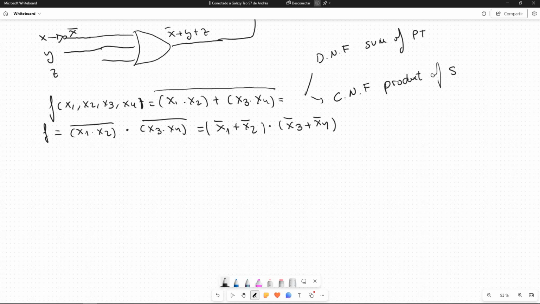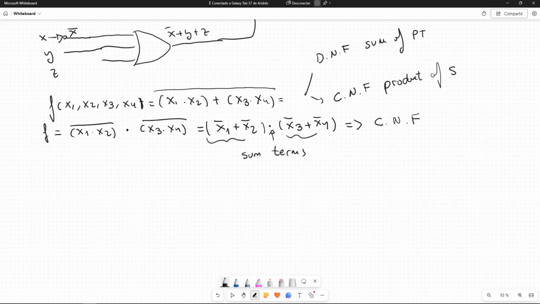And now, is this a normal form? Yes. It is a conjunctive normal form, because it's the product of two sum terms. So we already have, in a really fast manipulation, a conjunctive normal form.